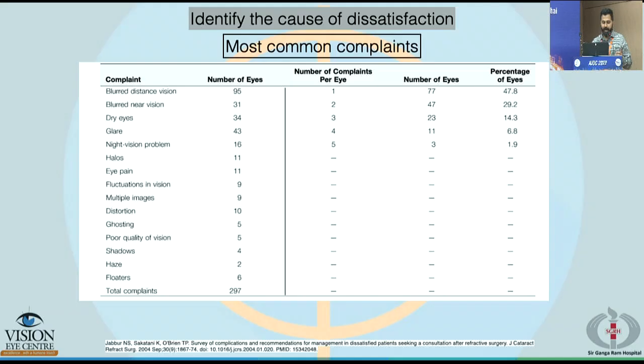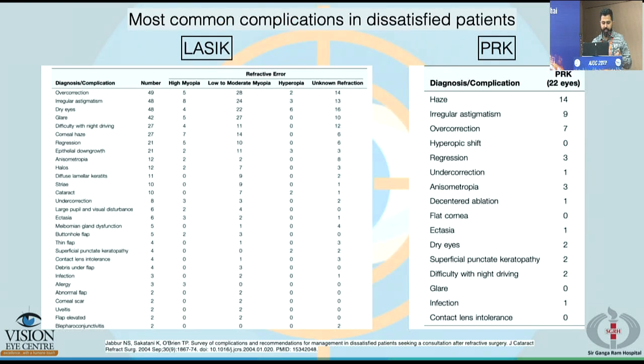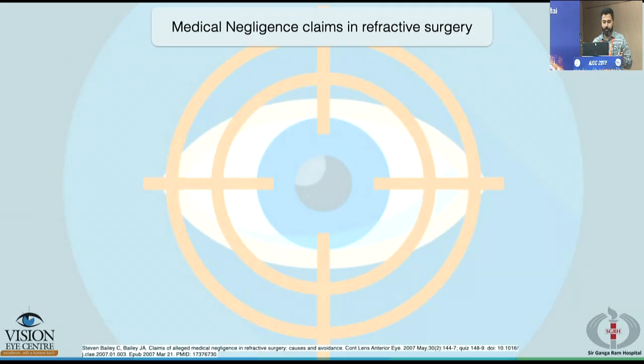Then how do you manage these unhappy patients? So the most common complaints that patients have include blurred distance, blurred near vision, symptoms of dry eye, glares, halos, and night vision problems. And the most common complications you see are overcorrection, some amount of irregular astigmatism, dryness, regression, etc. I will not go into the specifics of how you manage these conditions. This is something we all know of.